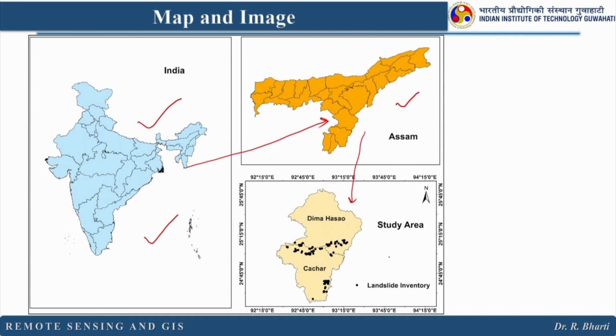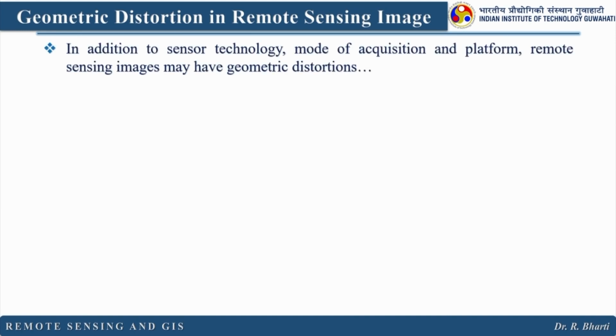But when we see the study area, all the latitudes and longitudes are mentioned. That means if you want to identify the position of any particular pixel, you can easily do that. You can see where it is located and easily find its latitude and longitude value. What is the geometric distortion in a remote sensing image? In addition to sensor technology, mode of acquisition and platform, remote sensing images may have geometric distortion, which is a problem with the location of the pixel.